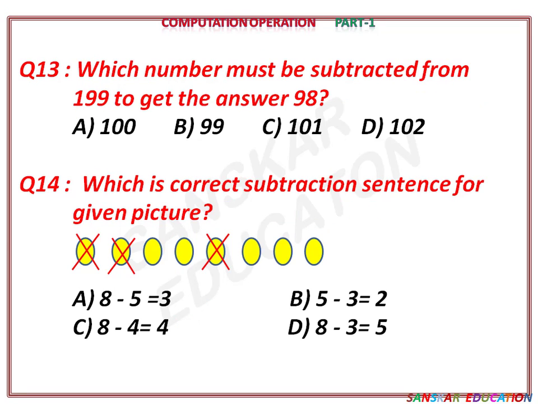Next question. Which number must be subtracted from 199 to get the answer 98? Options are 100, 99, 101, 102. Option C is the correct answer.